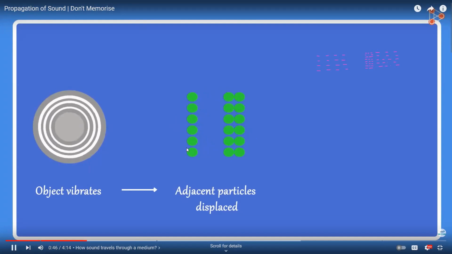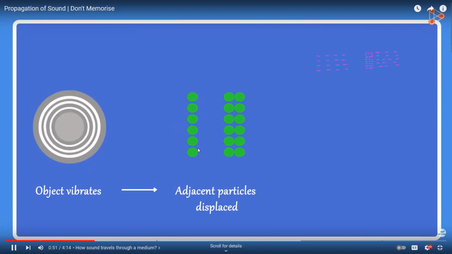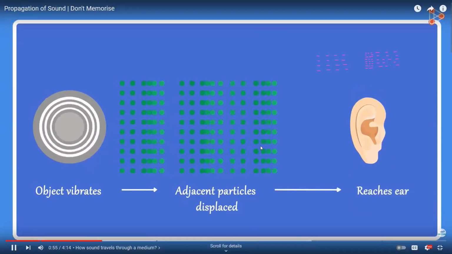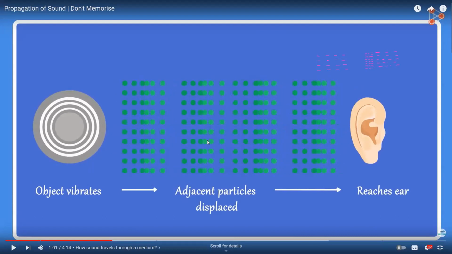Now, these particles in turn do the same to their neighboring particles. This process continues in the medium till the sound reaches our ear. We see that we create some disturbance flowing through the medium. This is the way that sound travels. Have you checked it, everybody?